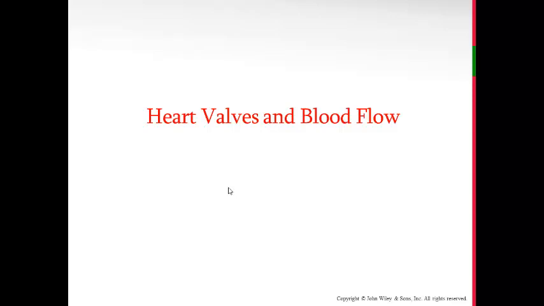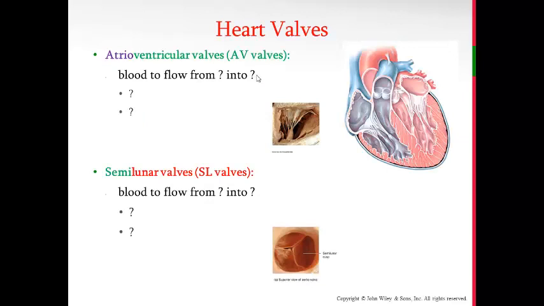At our heart valves as well as eventually the blood flow. So we have, for instance, two sets of heart valves. Those that are the atrioventricular valves are abbreviated as the AV valves. Now they are, for instance, the one over here as well as the one over here. So the one on the right side is what we call the tricuspid valve.